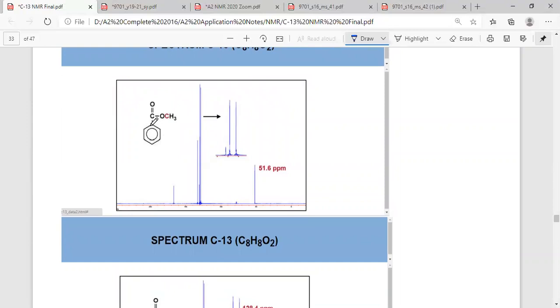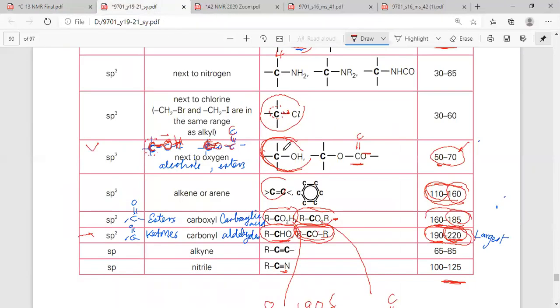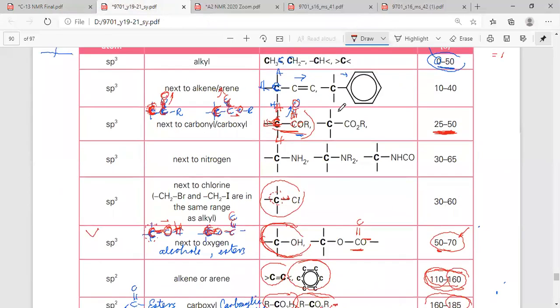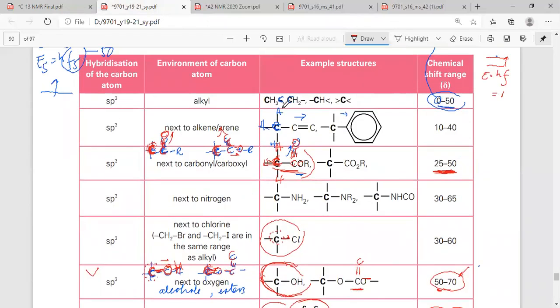Here's a ring. Okay, so for the carbon in the ring, it should be quite high, isn't it? It's like this one here. If it's just a normal saturated ring, sp3, it should take this side here, this one here, 0 to 50.